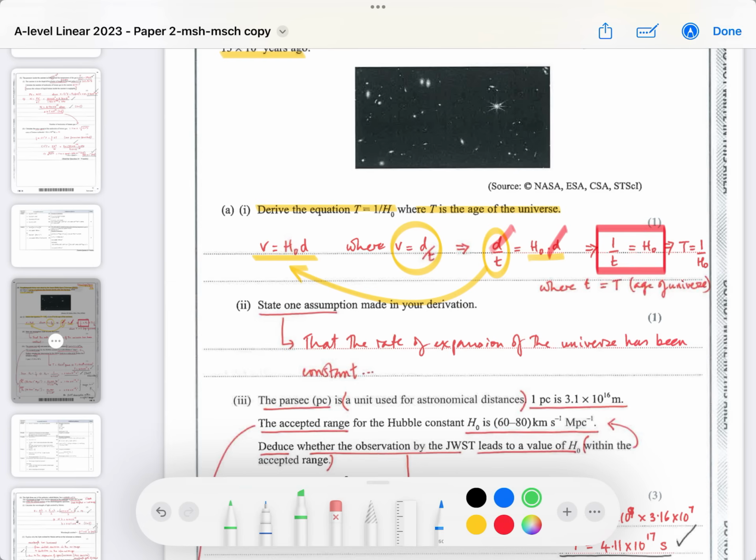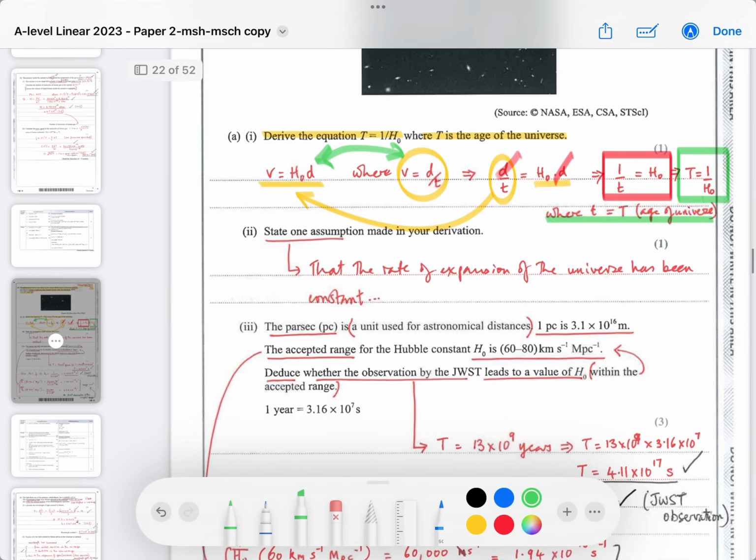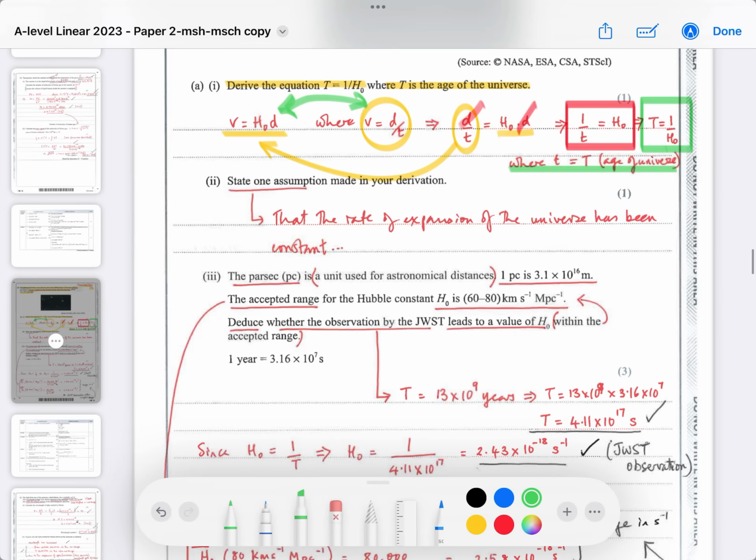I should do it in green really for answers as my normal color. So the age of the universe is 1 over the Hubble constant, and that's what they asked us to derive, where t equals the age of the universe. All we did was equate these two equations and came up with 1 over t is h naught, or therefore the age of the universe is 1 over h naught. This is a common question in the cosmology section.